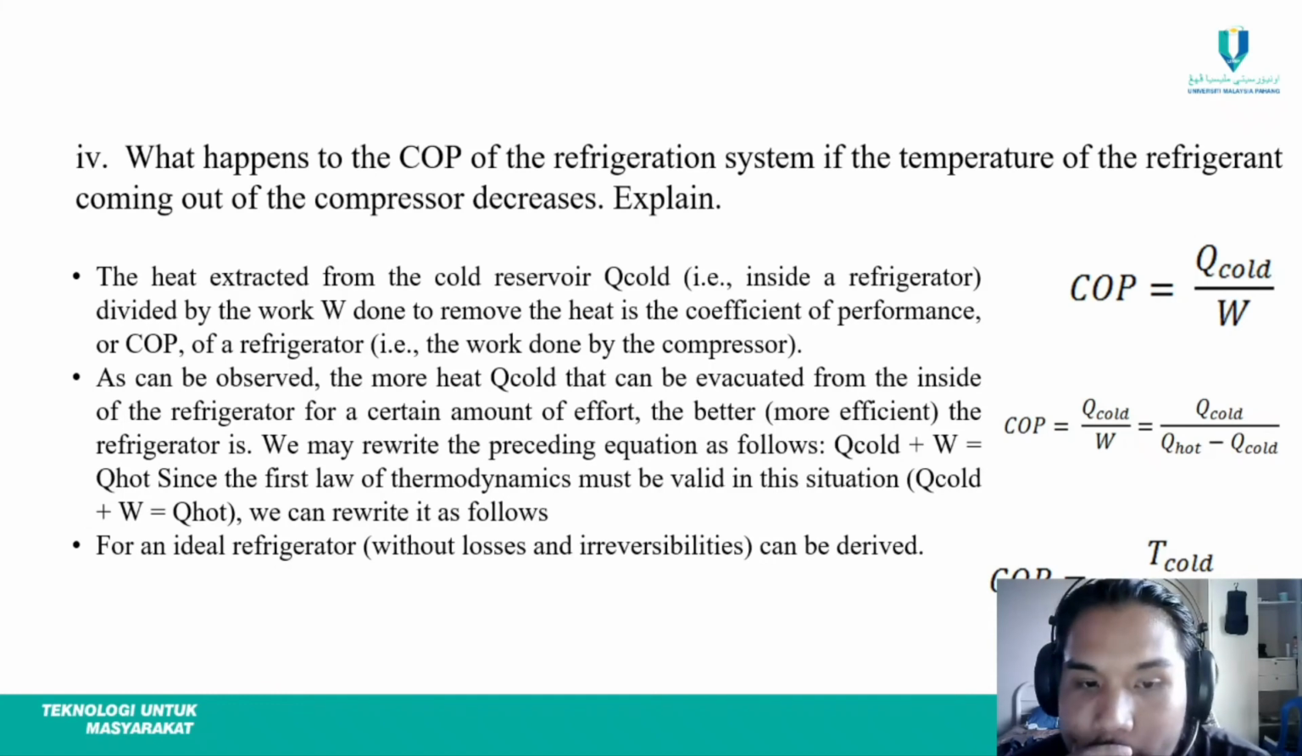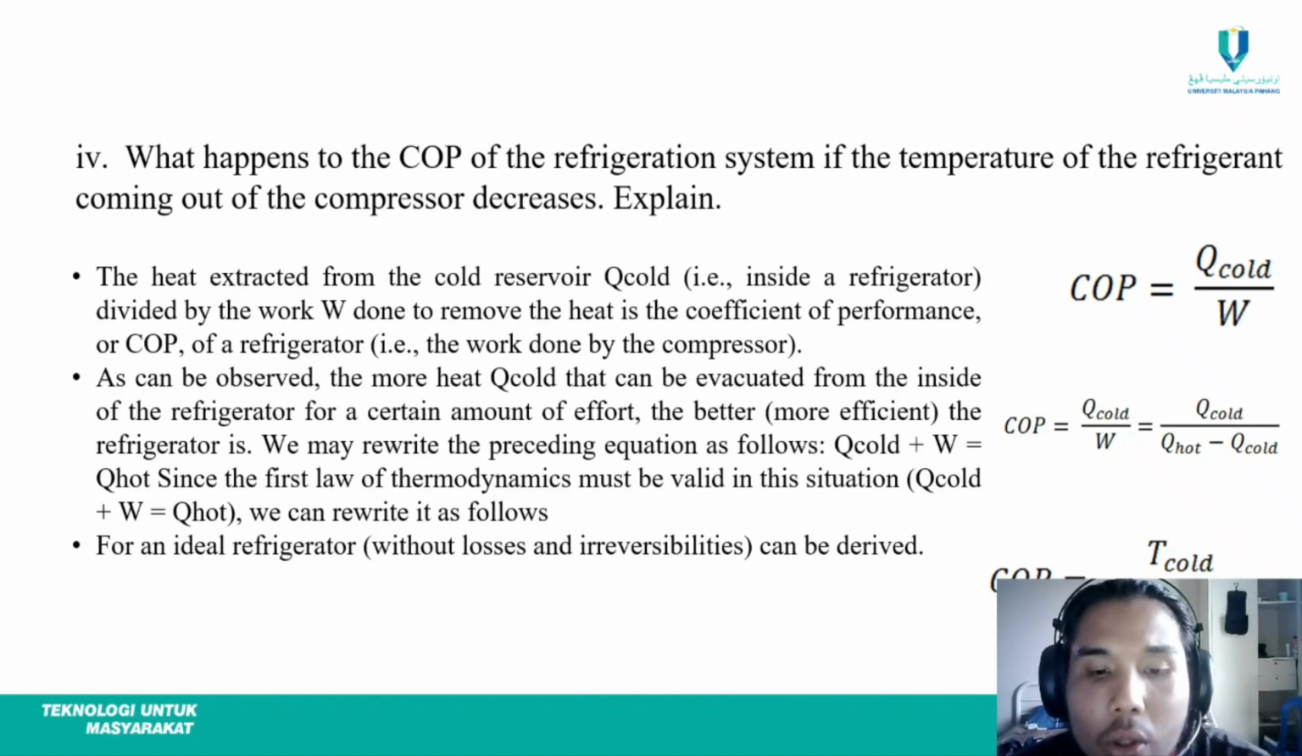We may rewrite the preceding equation as follows: Q cold plus W is equal to Q hot, since the first law of thermodynamics must be valid in this situation. So we can rewrite it as COP equals Q cold divided by W, which equals Q cold divided by Q hot minus Q cold. For an ideal refrigerator without losses or irreversibilities, it can be derived that COP is equal to T hot divided by T hot minus T cold.